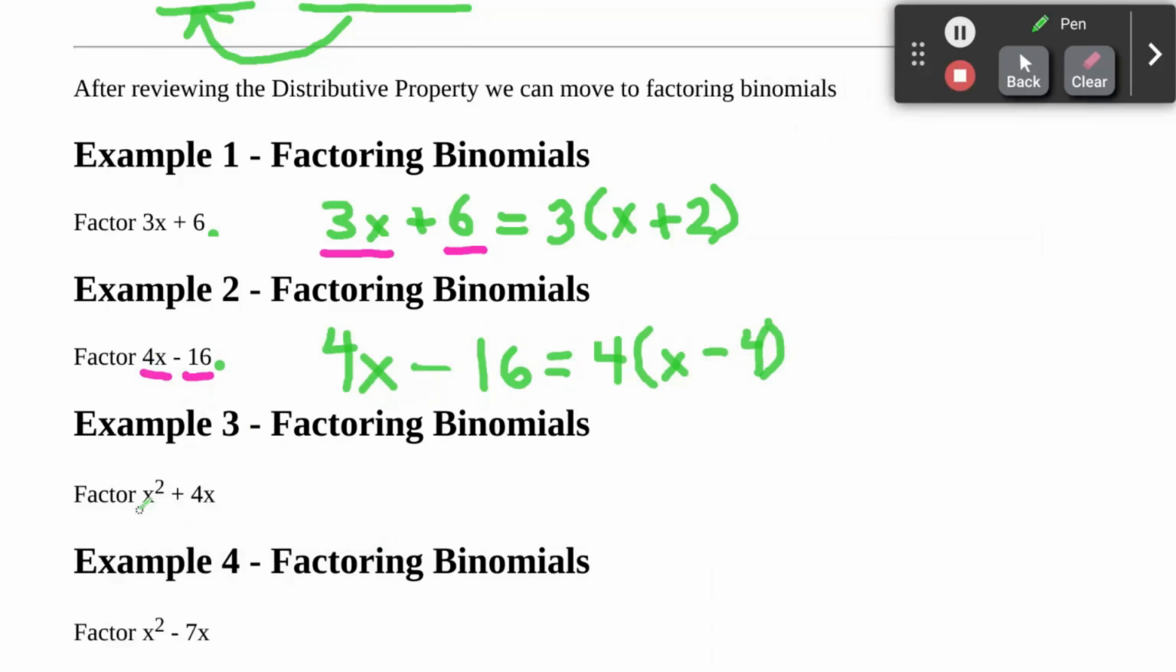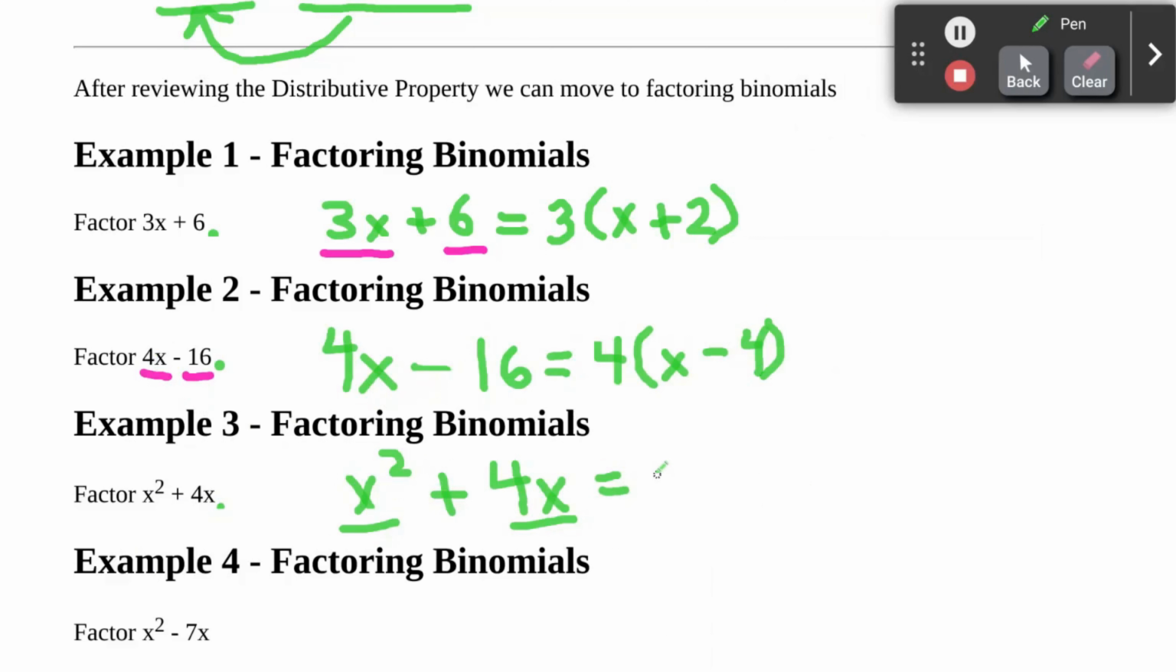Okay, so the next one we're factoring x squared plus 4x. So x squared plus 4x. So we first have to think, well, what's the greatest common factor between x squared and 4x? Well, both are divisible by x, and that is our greatest common factor.